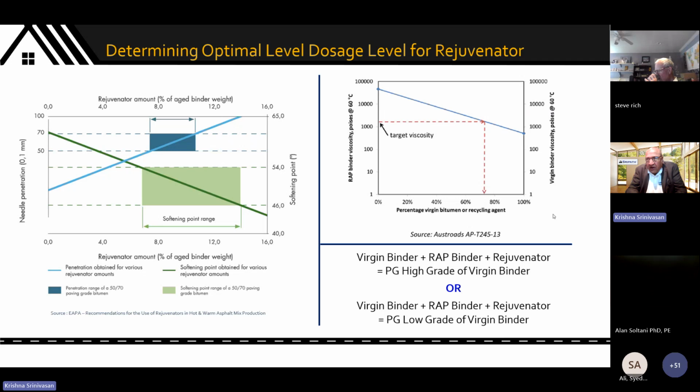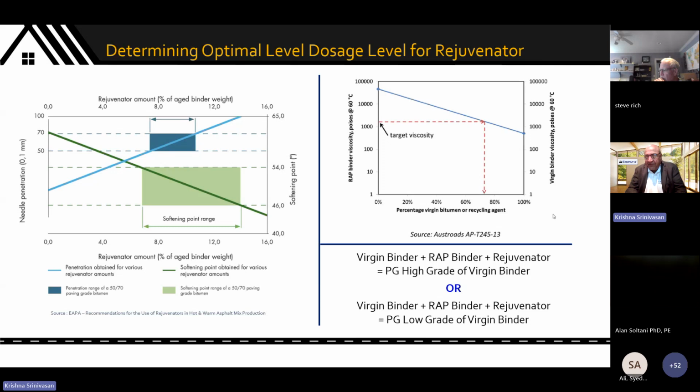So depending on how you want to go about the situation, you may choose to design or determine your dosage level for rejuvenator based on the high grade or of the low grade. So for example, if your wrap is graded as an 86 minus 10 and you want to get to a 64 minus 22, you may add just enough rejuvenator to take that 86 to a 64, or you may like to take that minus 10 to a minus 22. That's what it means in terms of grading on the high side or grading on the low grade of the binder.